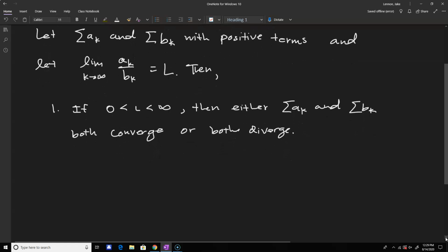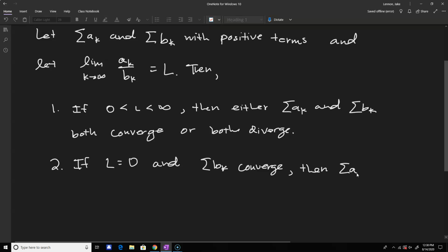Okay, but there are the two other results. What if L happens to be 0, or if L happens to be infinity? So if L is equal to 0 and the b sub k's converge, then we know the a sub k's must also converge. So if you think about that, we're looking at the limit. If the limit's going to 0, that means the b sub k's are actually larger. So if those are converging, then the a sub k's, since they're all positive, have to be smaller, and they're going to be converging as well.